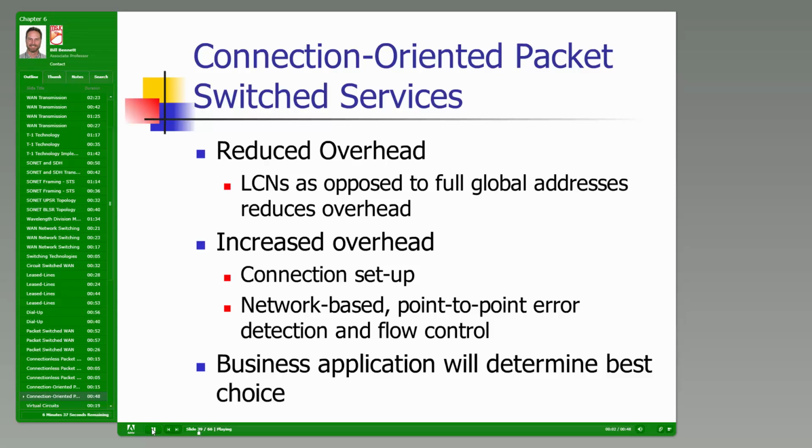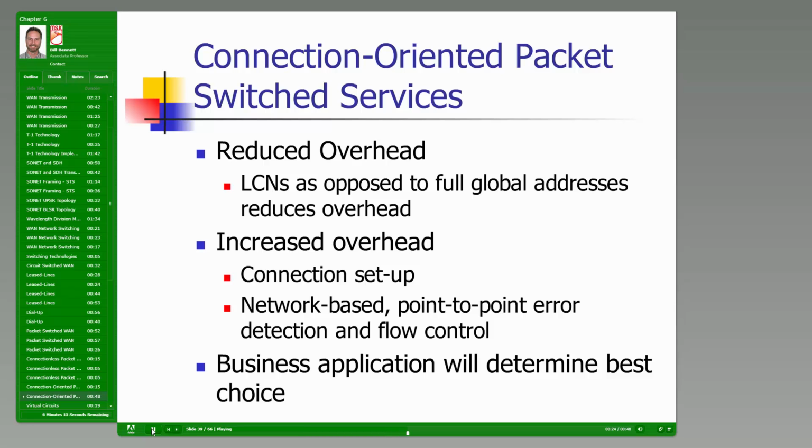Here's kind of the plus and the minuses of connection-oriented packet switch services. First of all, we do get reduced overhead because the LCNs, as opposed to having a full global address, is going to reduce the overhead. So we're reducing the amount of data link information that's being placed into each of the frames that are being transmitted. But there is increased overhead.